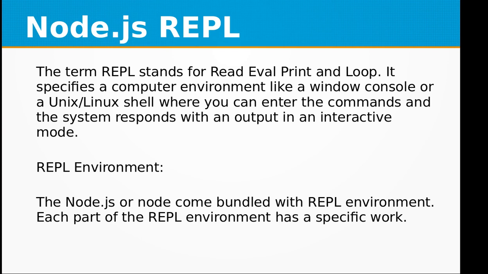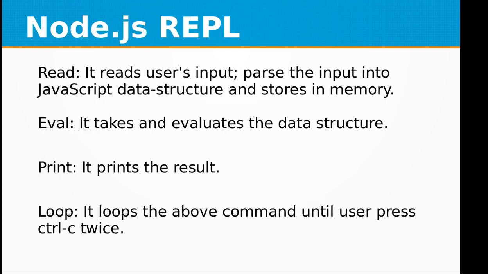So, the REPL environment. Node.js comes bundled with a REPL environment. Each part of the REPL environment has a specific job. Read: it reads the user's input, parses the input into a JavaScript data structure and stores it in memory. Eval: it takes and evaluates the data structure. Print: it prints the result. And loop: it loops the above commands until the user presses ctrl-c twice.